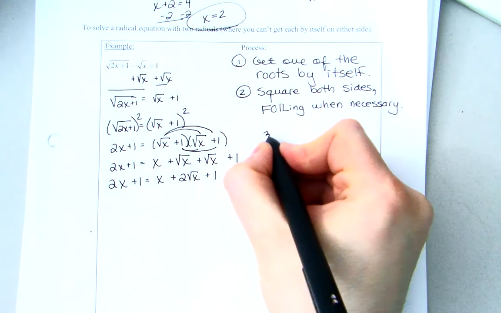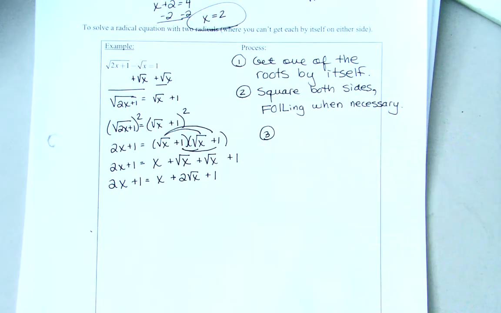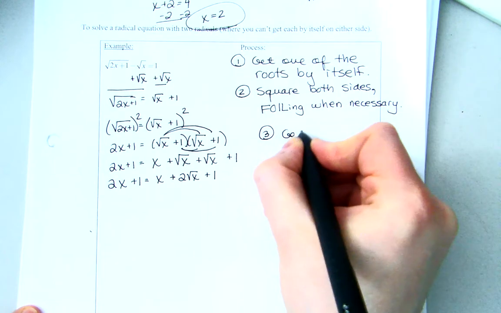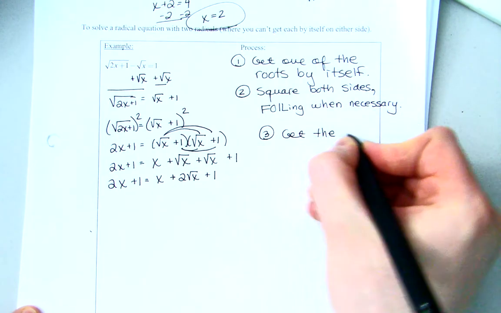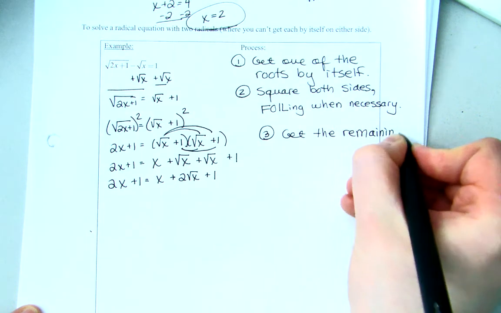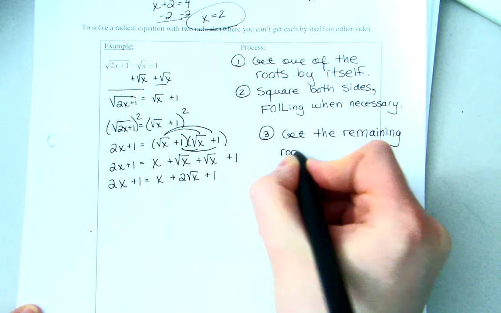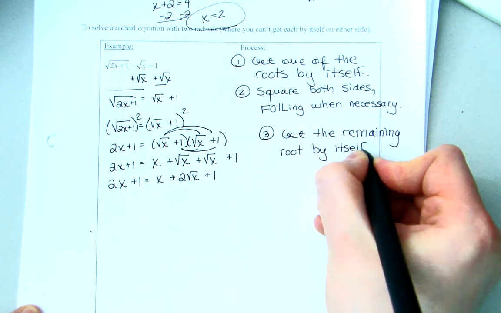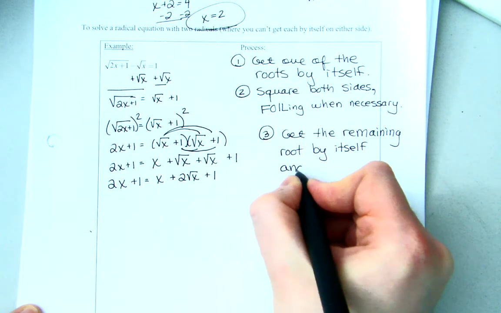Step number 3. We're going to get the remaining root by itself, sort of. And then we're going to square both sides. I'll explain the sort of in a moment. We're going to get the remaining root by itself, and square both sides.